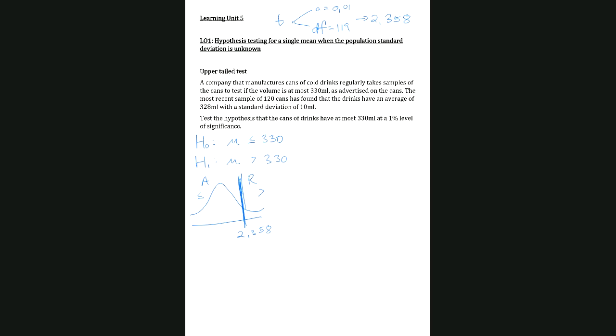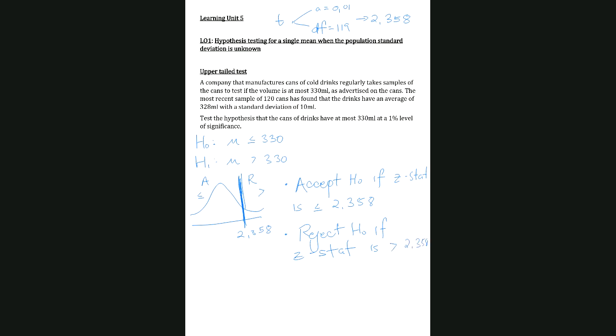So you would write out in words that you would accept your null hypothesis if your Z statistic, which you'll be calculating in the next step, is less than or equal to 2.358, and you will write out your rejection region, being that you will reject the null if your Z statistic is greater than 2.358.